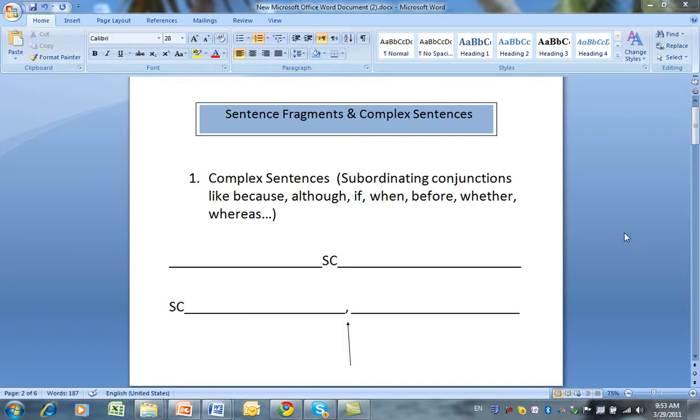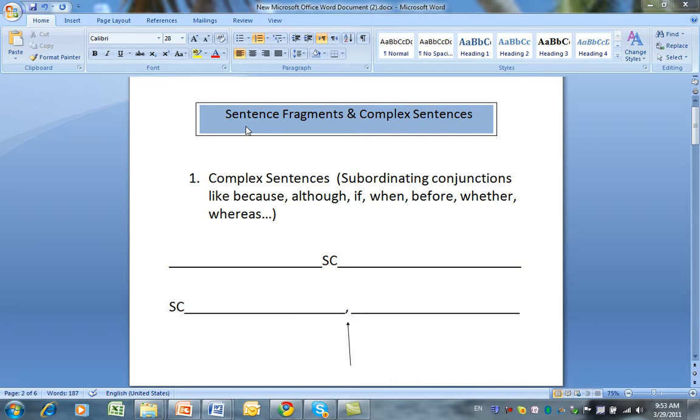This video is designed to help you understand the relationship between sentence fragments and complex sentences. First, it's important to remember that complex sentences are good. We want complex sentences in our writing. It is a good sign. Sentence fragments, on the other hand, are a negative thing. We don't want these in our writing.